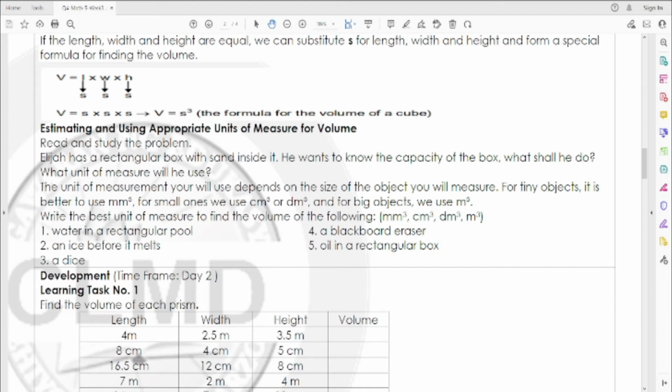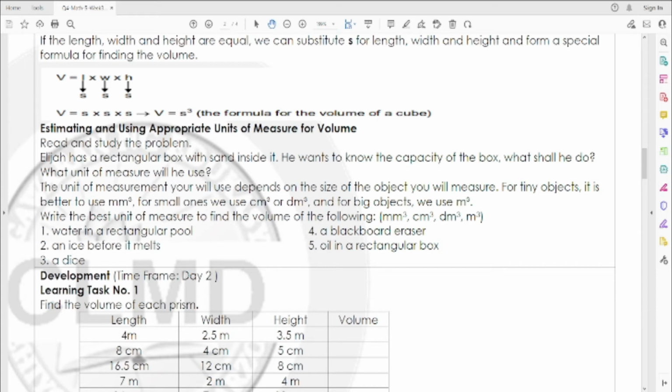Elijah has a rectangular box with sand inside it. He wants to know the capacity of the box. What shall he do? What unit of measure will he use? The unit of measurement you will use depends on the size of the objects you will measure.